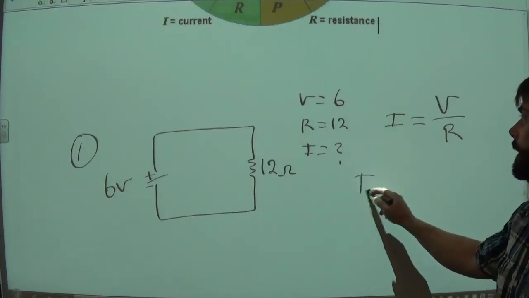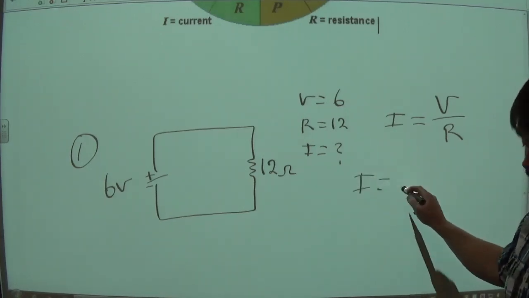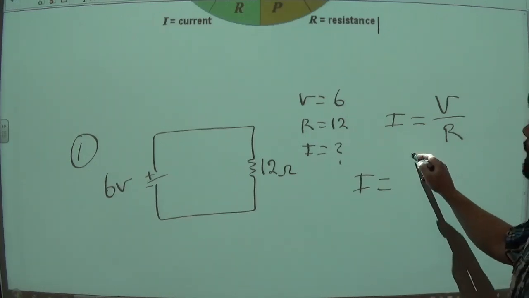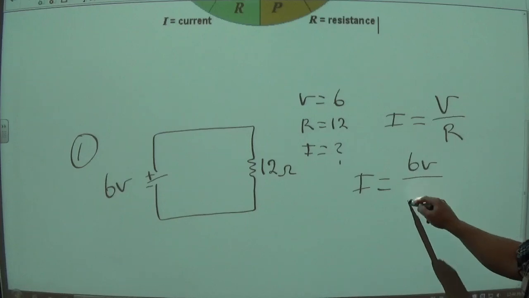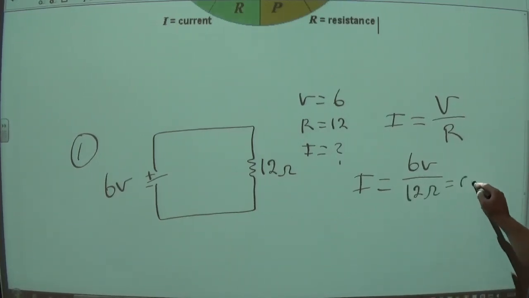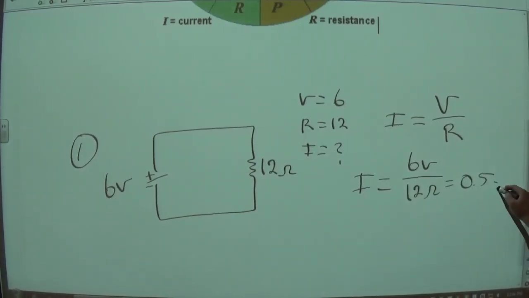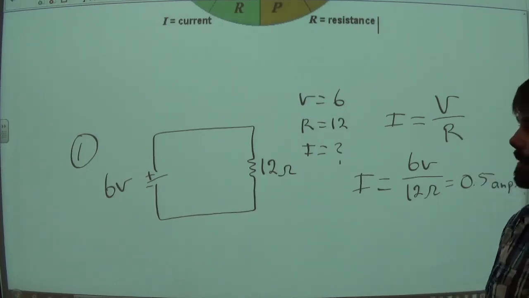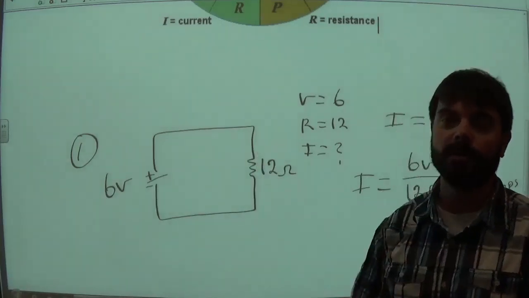So if I do that, we have voltage equal to 6 volts and the resistance equal to 12 ohms. And if you do 6 divided by 12, you're going to get 0.5 amps. So pretty basic, pretty straightforward. The whole idea here, though, is if you know the voltage and you know the total resistance, we can figure out the flow or current going through the wire.